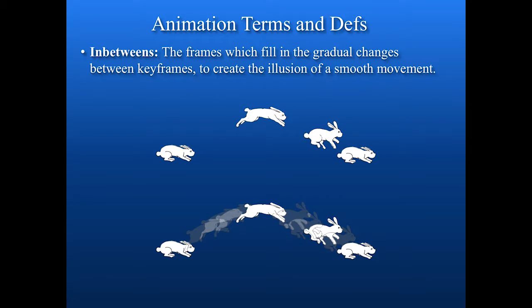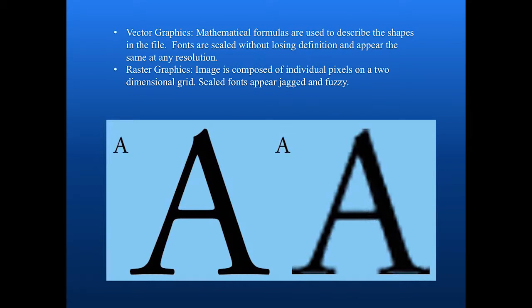The in-betweens fill in the gradual changes between keyframes to create the illusion of a smooth movement. So as you see here, there are 4 keyframes which then have the intermediate frames in between drawn in. Vector graphics. Mathematical formulas are used to describe the shapes in the file. The fonts can be scaled without losing definition and appear the same at any resolution.